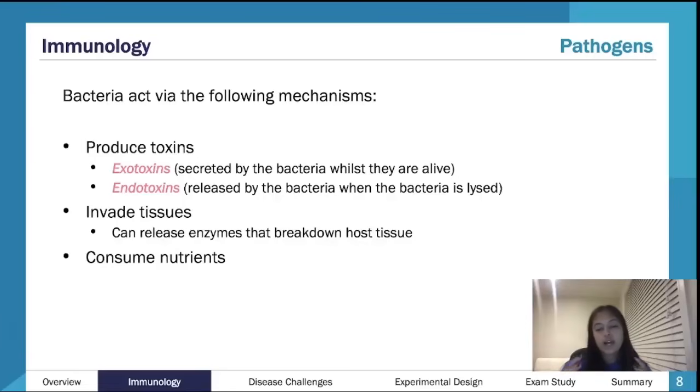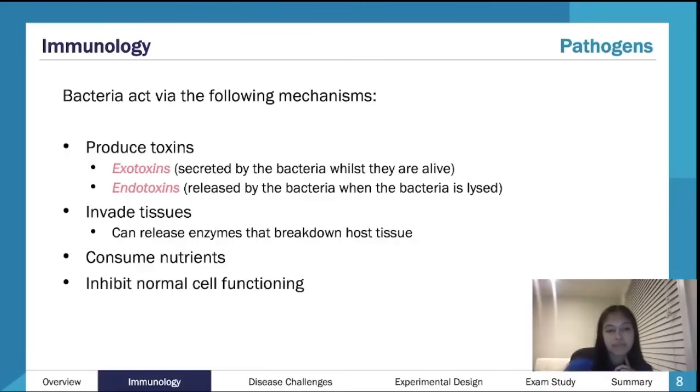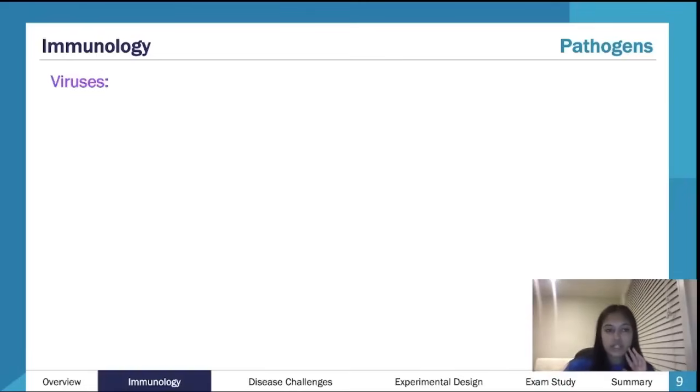Consuming nutrients is a big thing because they basically outcompete everything else. Your bacteria are consuming nutrients that your cells need. Your cells are losing, and they're going to die ultimately. That's often why in bacterial infections you can get changes in the level of glucose, because bacteria are consuming the resources that your cells need. And that's pretty general, inhibiting normal cell functioning as well. Okay, hopefully that all makes sense.